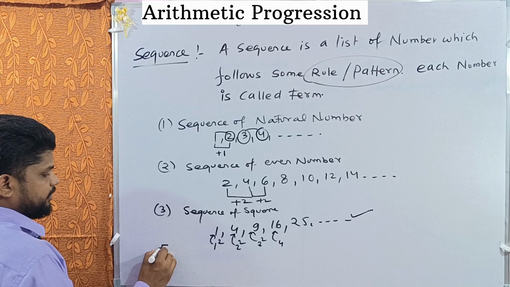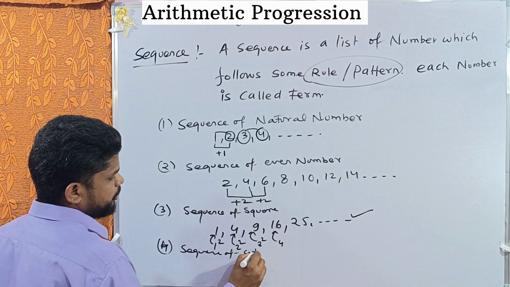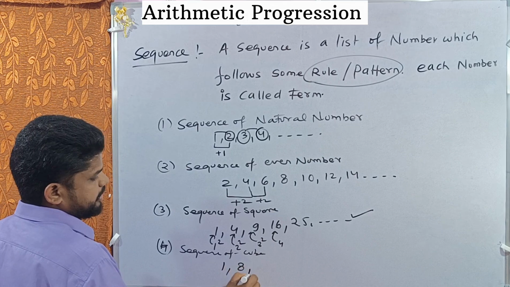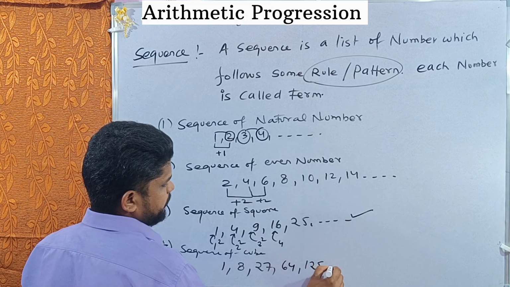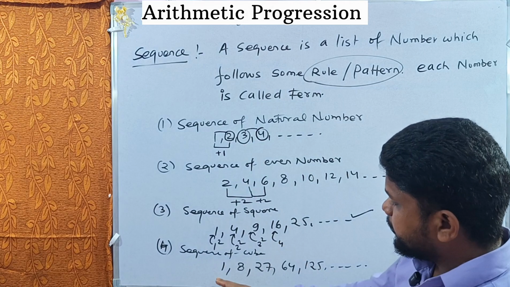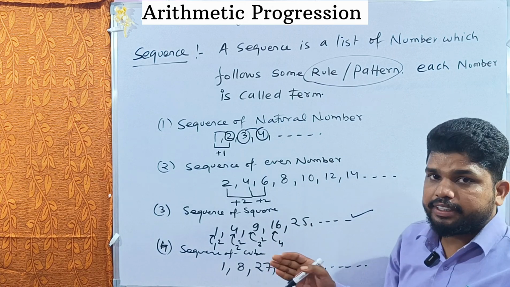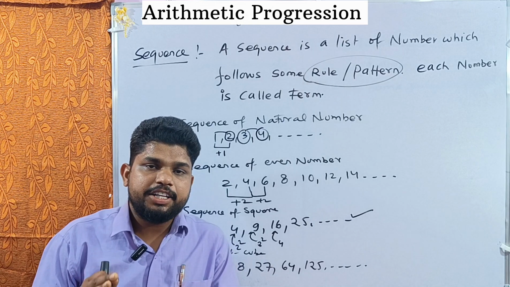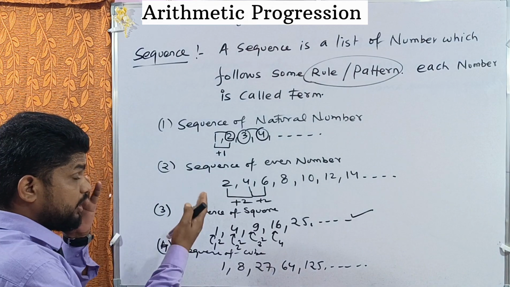Suppose I take the example of a sequence of cubes, like 1, then 2 cube is 8, 27, then 64, 125, like this. So they also follow a certain pattern, dear students, like they are the cubes of natural numbers. So these are called sequences. They are called sequences because this is a list of terms and each term follows certain rules or pattern.